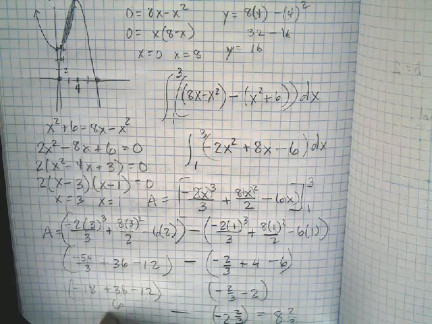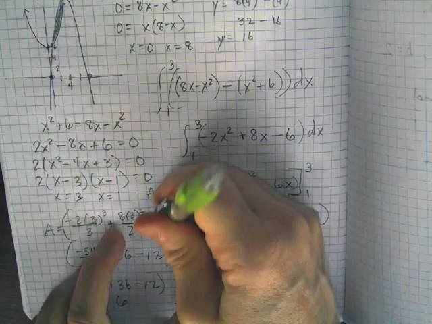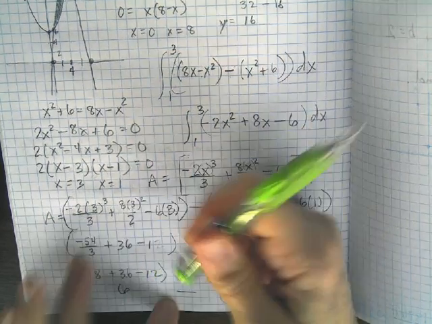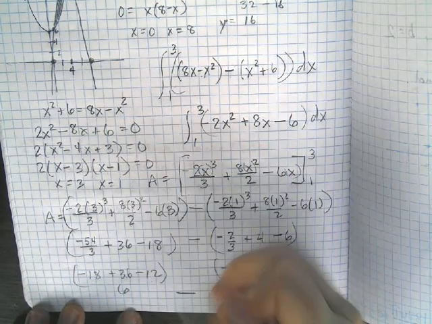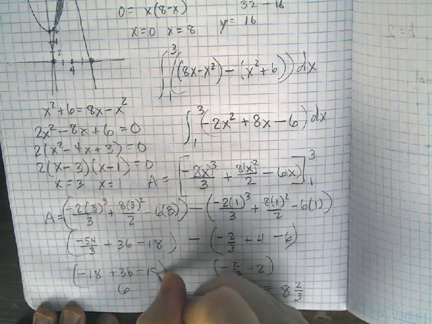So what did I do wrong? Oh, I see what I did wrong. That was supposed to be a 3. Why did I put a 2 there? It's always good to make mistakes. Figure out what you did wrong. Error analysis. Very important skill in mathematics.